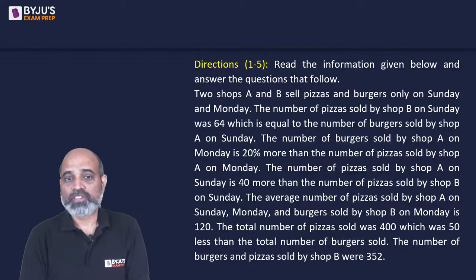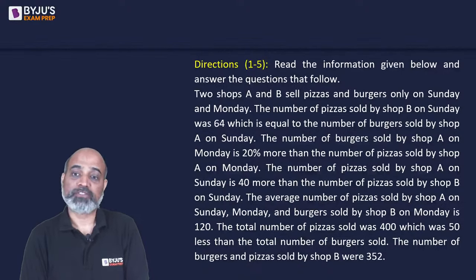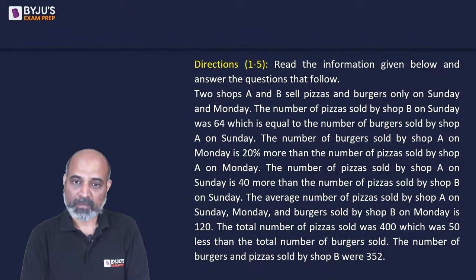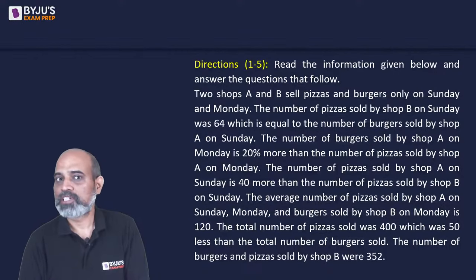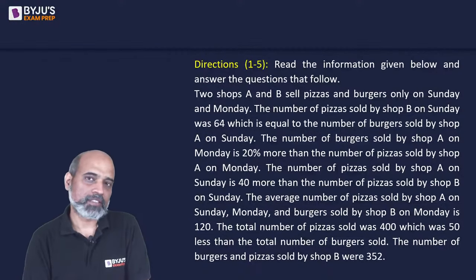Okay, so two shops A and B sell pizzas and burgers only on Sunday and Monday. The number of pizzas sold by shop B on Sunday was 64, which is equal to the number of burgers sold by shop A on Sunday. The number of burgers sold by shop A on Monday is 20% more than the number of pizzas sold by shop A on Monday. So we have a relation between two shops and two days and the number of burgers and pizzas that they sell on each day. So how should we represent this?